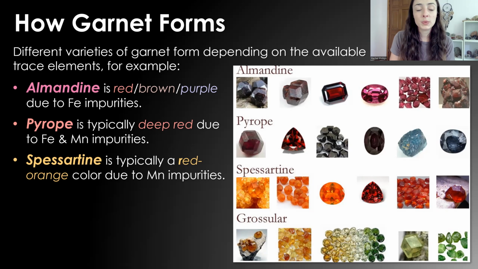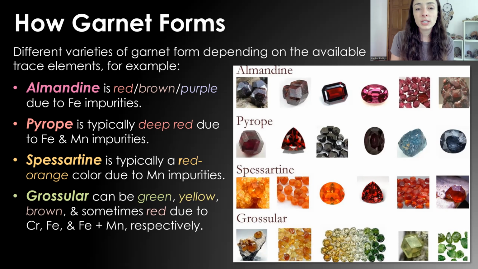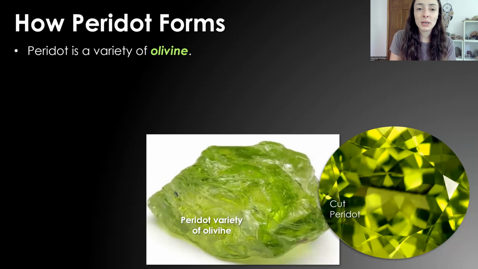Spessartine is another variety of garnet that is typically a red or orange color due to manganese impurities. And grossular can be green, yellow, brown, and sometimes even red due to a mixture of chromium, iron and manganese impurities, respectively. Now moving to peridot.